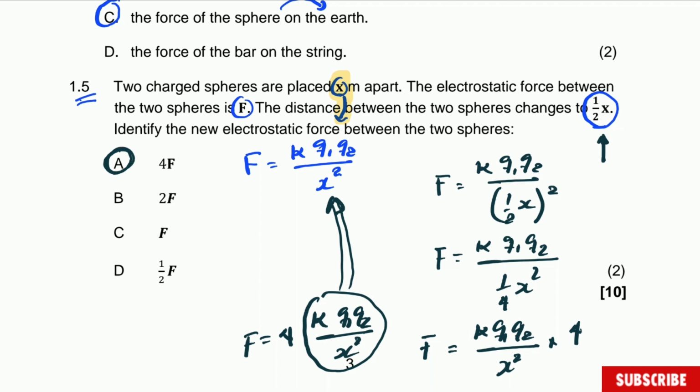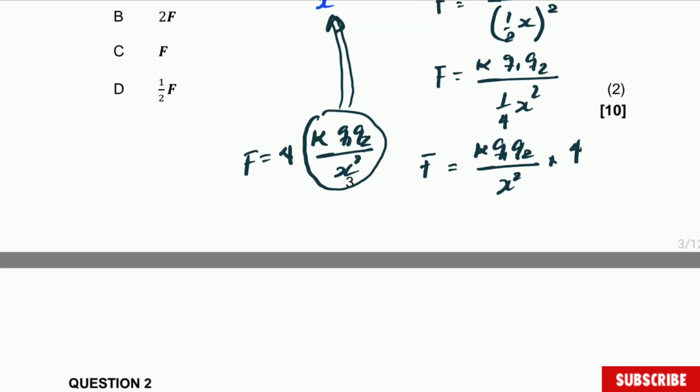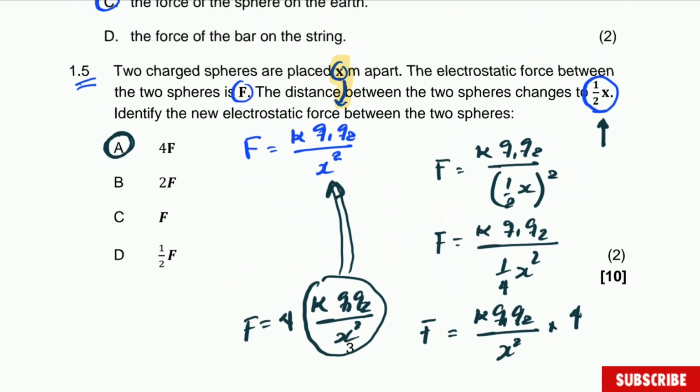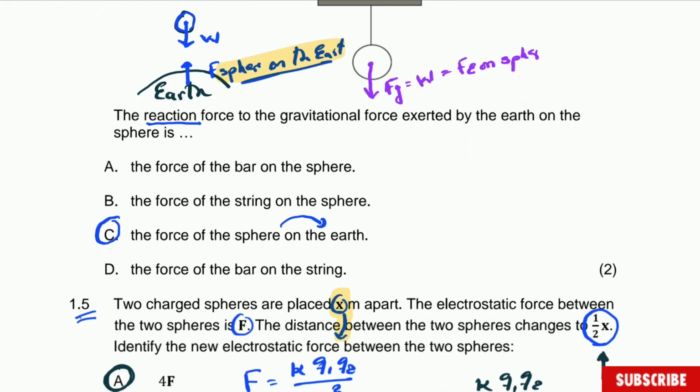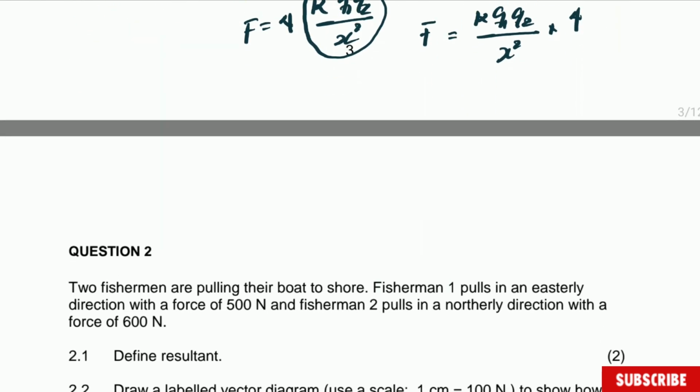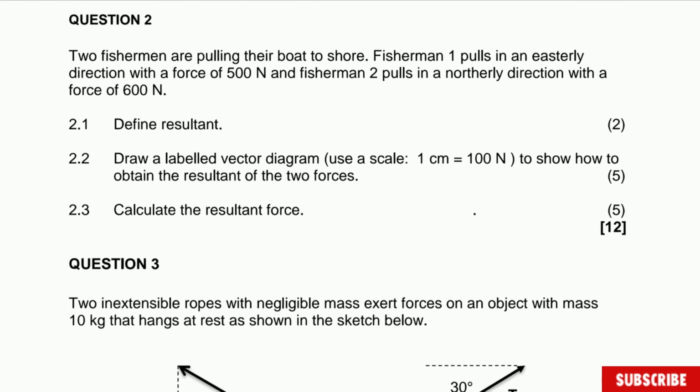I hope this is clear. As I said, there is another video for this one. And that, guys, is question number 1, with multiple choice. I hope you understand multiple choice questions are always very important because they carry a lot of marks. So let's go to question 2.